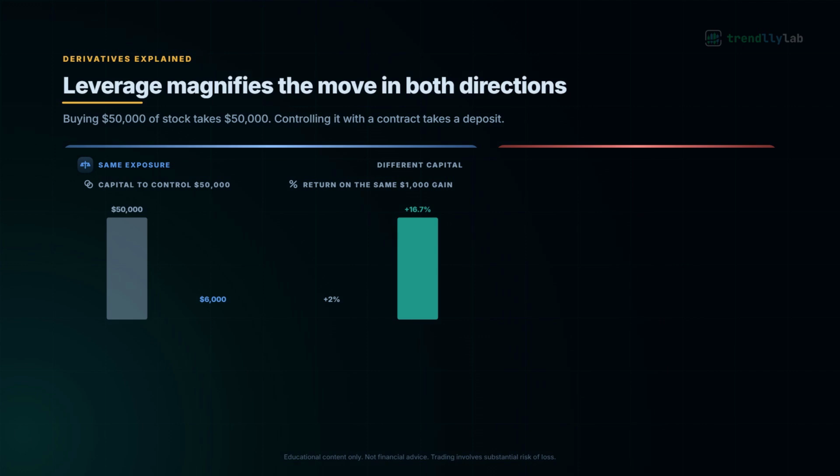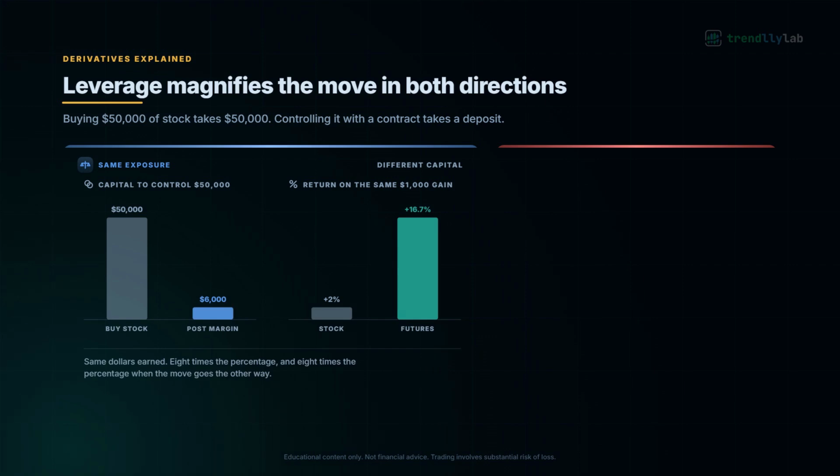Then the return on the same $1,000 gain. 2% on the stock and 16.7% on the futures. Same dollars earned, 8 times the percentage, and 8 times the percentage when the move goes the other way. The sharp edge. It cuts both ways.